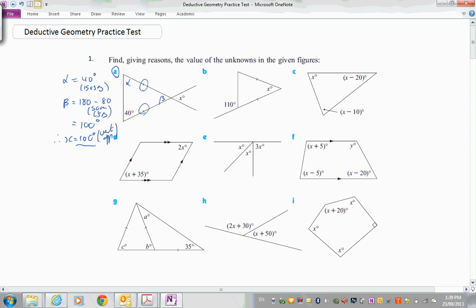Okay, so a lot of work there. Probably 3 marks for that one, 1 for each of the reasons there. Well, the angle and the reason. So 1, 2 and 3. So you could mark that out of 3. Let's look at the next one now.